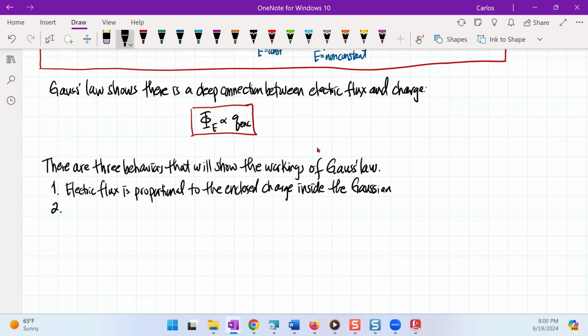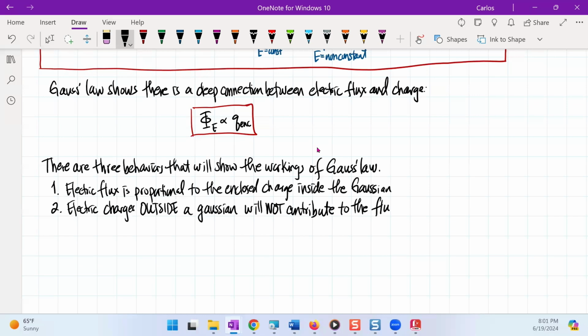2. Electric charge, or electric charges, outside a Gaussian will not contribute to the flux.